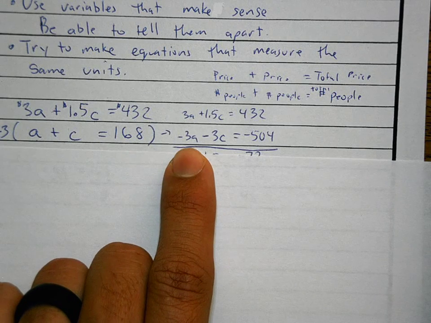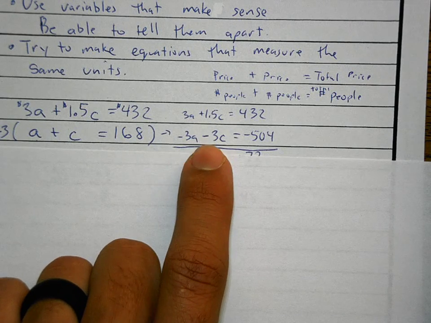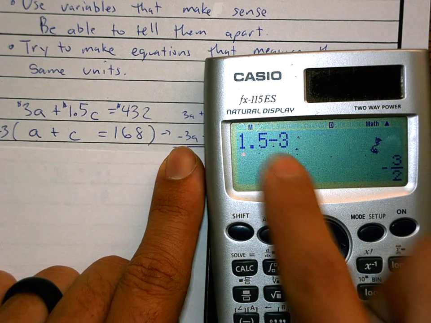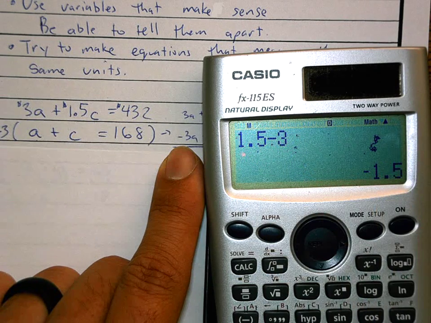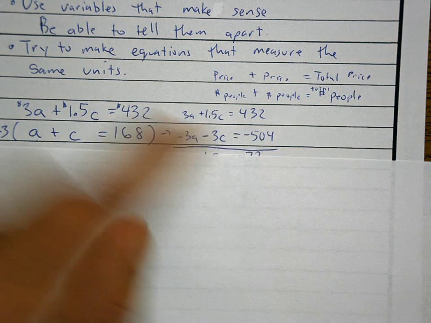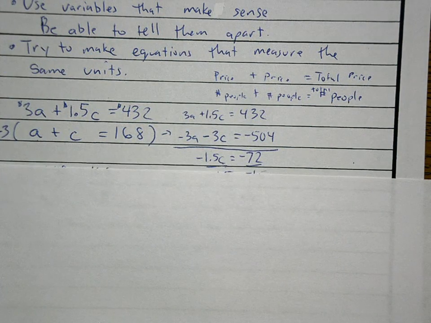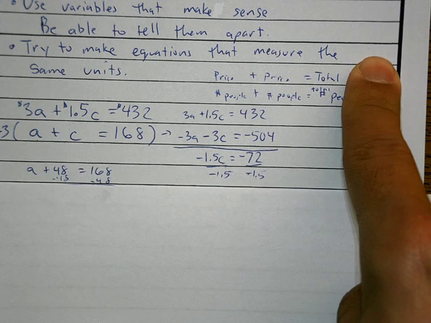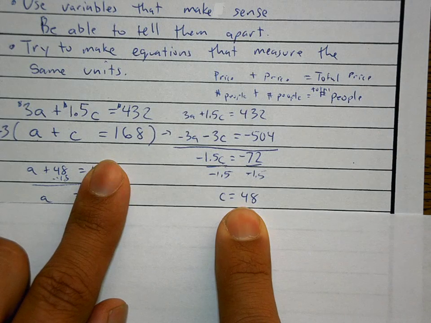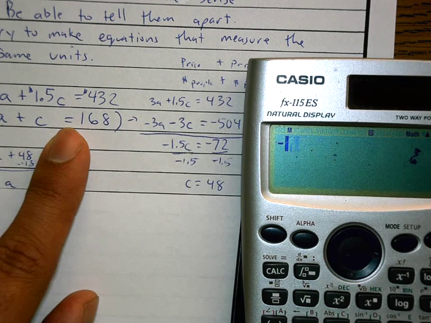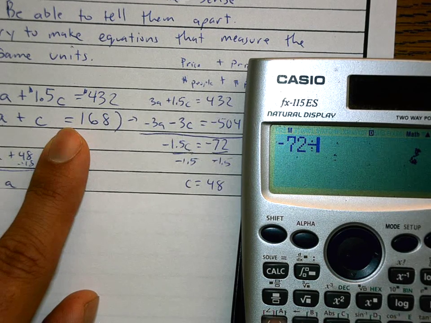3A minus 3A goes away. And 1.5C minus 3C, I just punched that into my calculator. I did 1.5 minus 3, and I switch it to a decimal. It's negative 1.5, in case you need that. And then I plug that in my calculator, and I got negative 72. And then I could take that negative 72 and divide it by negative 1.5, and I can figure out that the number of children that attended, it does come out nice and even. It's kind of nice. Negative 72 divided by negative 1.5 is 48.